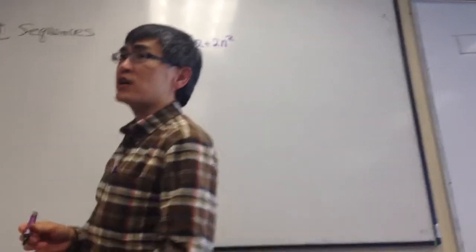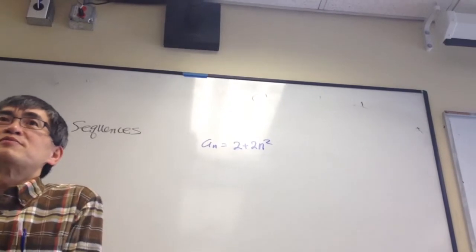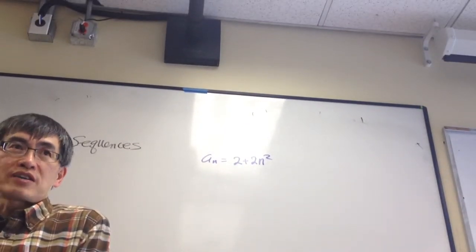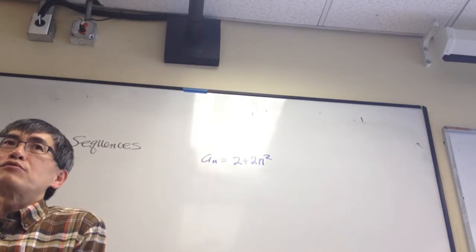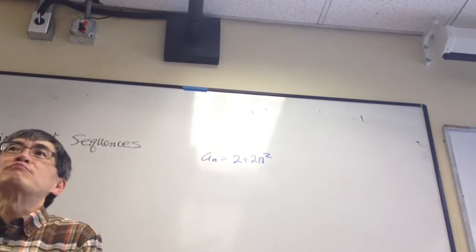a_n is equal to 2 plus 2n squared. What can you say about the sequence? When n is very big, what do you expect? A bigger number. Big, as big as you like. And then once again, you can set a standard of being big.